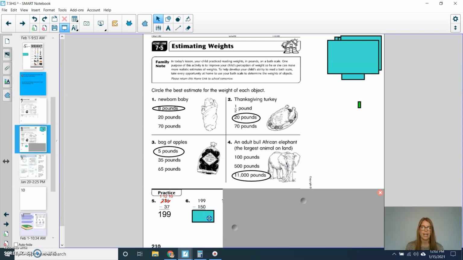For the second problem, much nicer for us, we had 199 minus 150. So we know that 9 minus 0 is 9. We know 9 minus 5 is 4. And then 1 minus 1 is 0, which we don't need to write there, so we just have the answer 49.